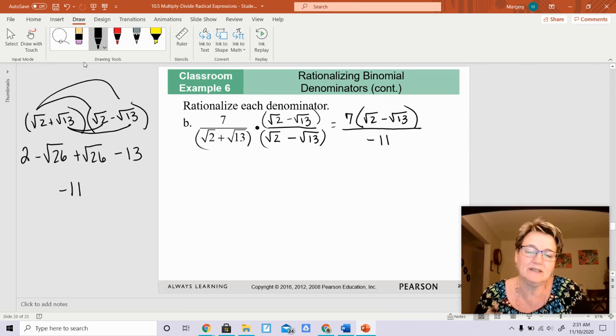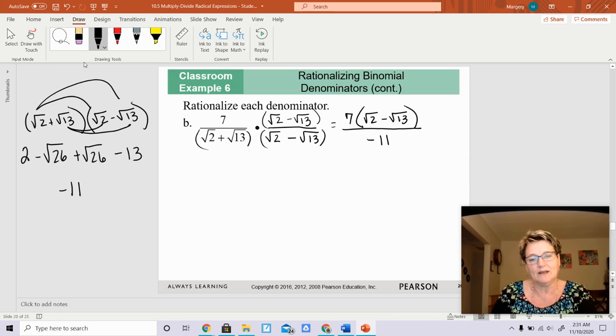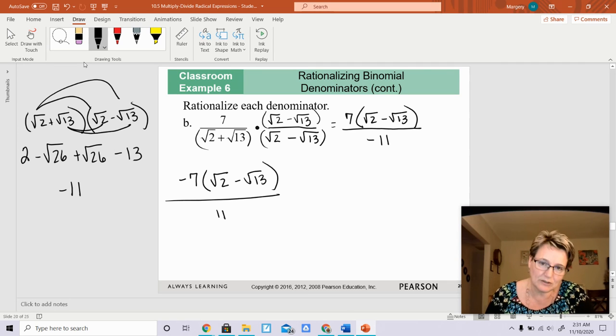Now, I personally do not like to have the negative in the denominator, so I'm going to move that upward to negative 7 times the square root of 2 minus the square root of 13, all over 11. Now, some answers will look like that.